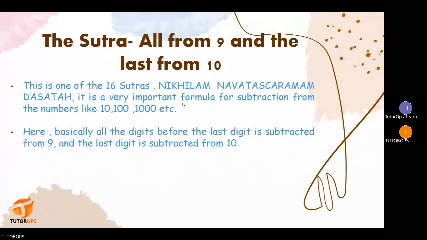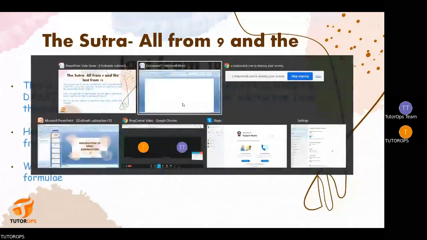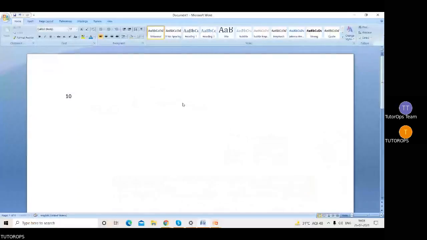Now, here in the method, basically all the digits before the last digit are subtracted from 9 and the last digit is subtracted from 10. We will use the method to generate some basic results and formulas. Now, let me take an example of it. Let me take a simple example, 100 minus 57. Now, what is our method? All from 9, but the last from 10.